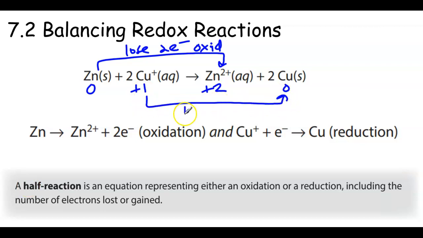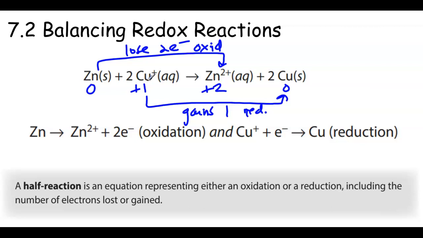So that means that each copper is gaining, I spelled that wrong, but gaining 1 electron each, which means it's being reduced, which means that copper ions are the oxidizing agent.